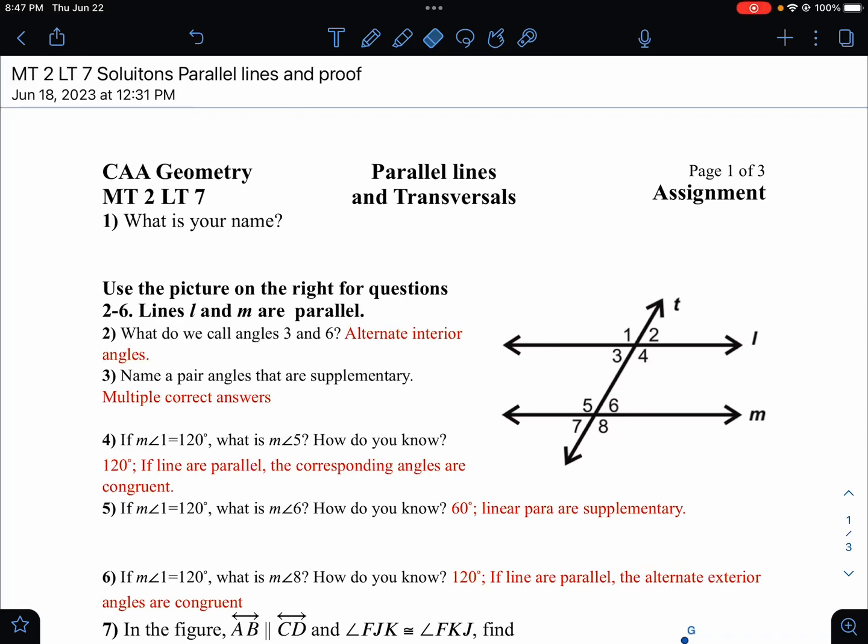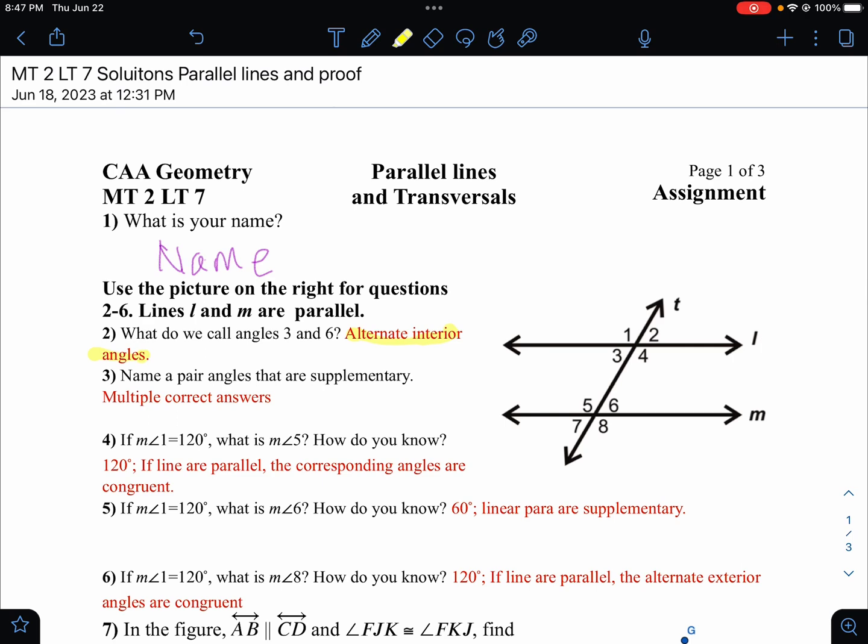So let's review your LT7 assignment. Don't forget your name. Kind of important. Actually, really important. On question number 2, if we take a look at angle 3 and angle 6, those are alternate interior angles.